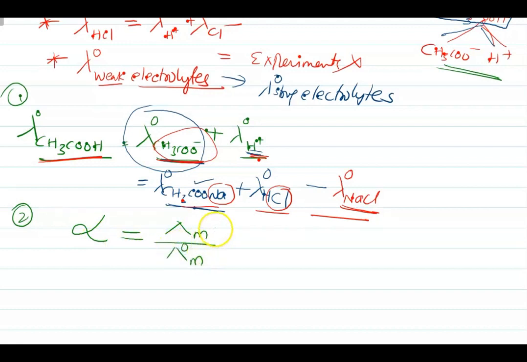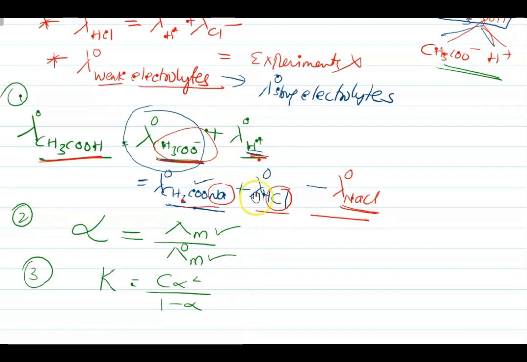Once you know the molar conductance of that weak electrolyte, and once you know the limiting molar conductance at infinite dilution, you can calculate its degree of dissociation just by lambda m by lambda naught m. So you can also calculate the dissociation constant K of the weak electrolytes by using the formula C alpha square by 1 minus alpha, where alpha is the degree of dissociation, which you have got above, and C is the concentration. Using these equations you can calculate. So we need to remember these equations so that we can solve the problems.